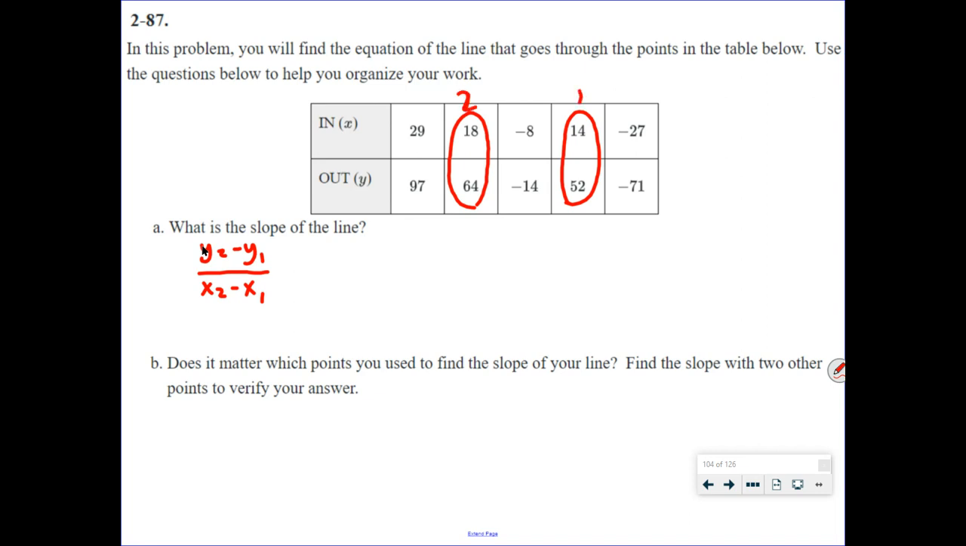So y2, so 64 minus 52. Oh, did you get those right or did you flip them? Hopefully you got these right. And then 18 minus 14. 64 minus 52 is 12, 18 minus 14 is 4, so the slope is 12/4 or 3. 3 is my slope. Now, letter B, doesn't matter. Is that what you got?